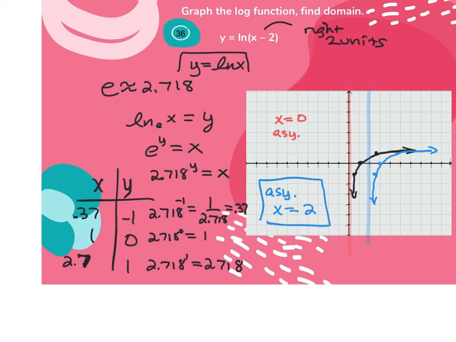We can also see that our domain is now also shifted. So our domain now goes from 2 to infinity. And we also have a new x-intercept. So because it was shifted over, our x-intercept is now at (3, 0). So these are all the pieces for this natural log. So let's go ahead and try one more example.